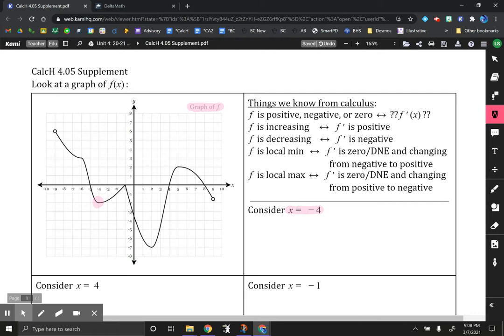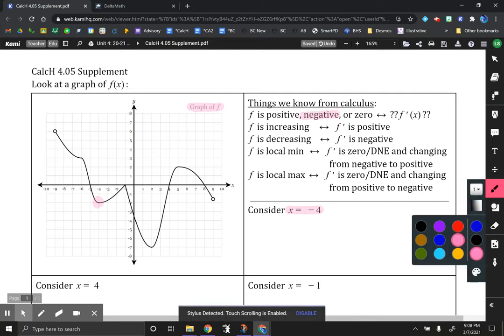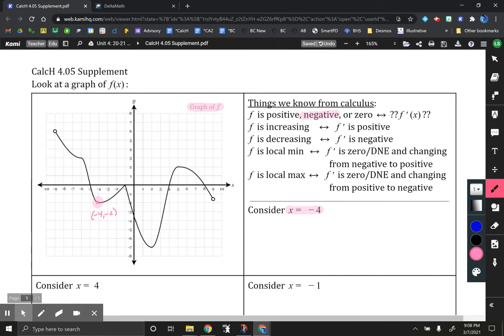So the things that we know about f of x at this point: we know that f of negative 4 is a negative value because this is sitting below the x-axis. If I could give this a set of coordinates, it would be (negative 4, negative 2). So we know that f of negative 4 would be a negative value of negative 2. But that doesn't tell us anything about f prime. All we know is that f of negative 4 is something that's less than 0.